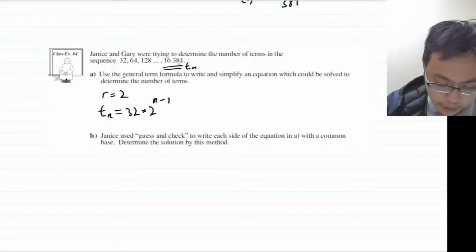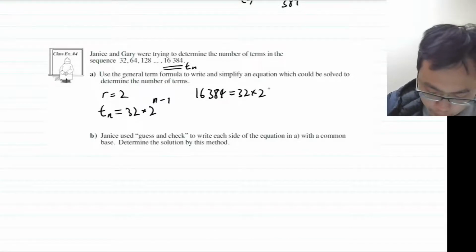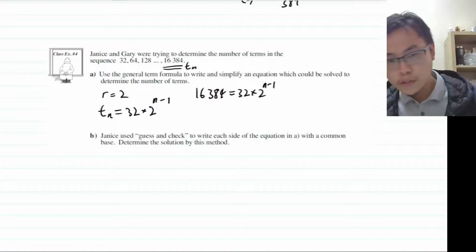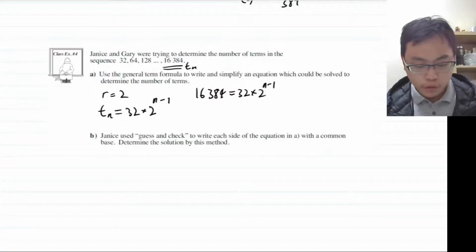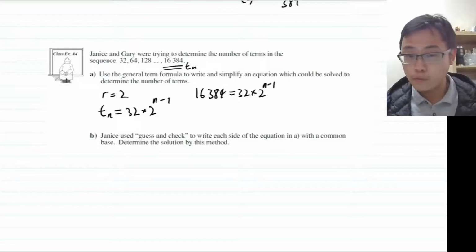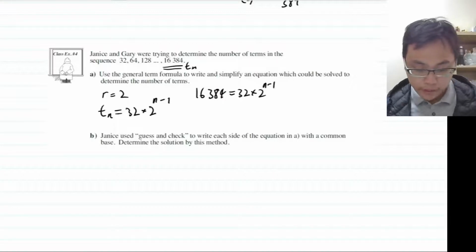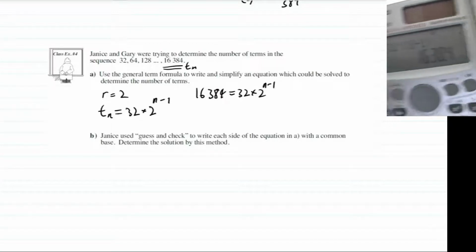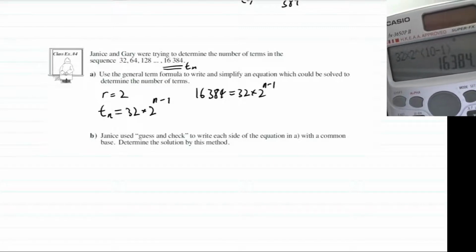So let's substitute that into Tn. I have 16,384 is equal to 32 times 2 to the power of n minus 1. And what I'm going to do in my calculator is a guess and check. I'm going to put 32 times 2 to the power, and in my bracket I'm just going to do a random guess. It's a very big number, so I'm going to guess maybe 10 minus 1. And oh, on my first guess, I already got the answer. 32 times 2 to the power of 10 minus 1 is 16,384.